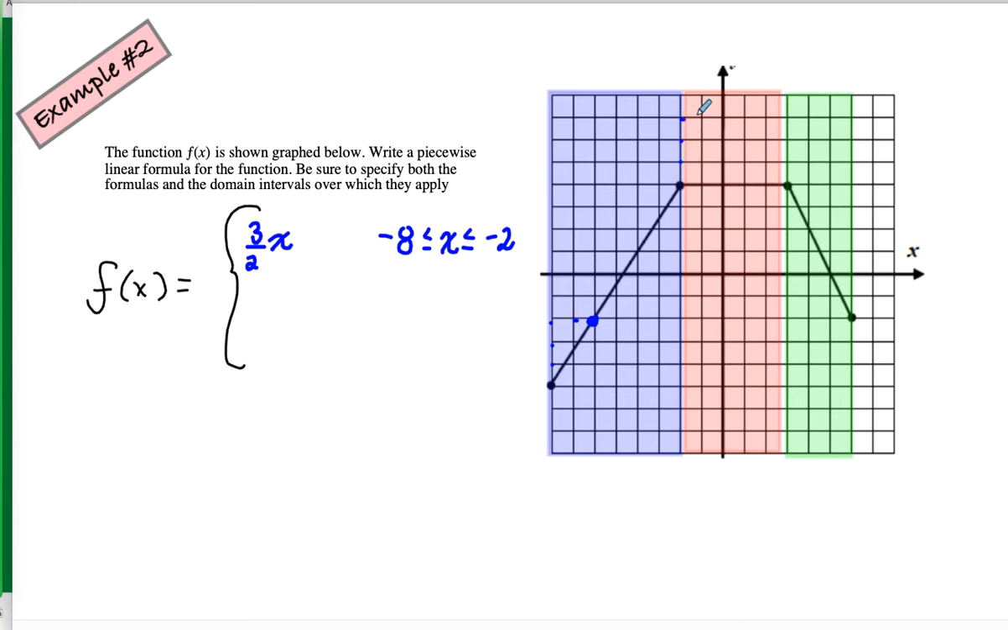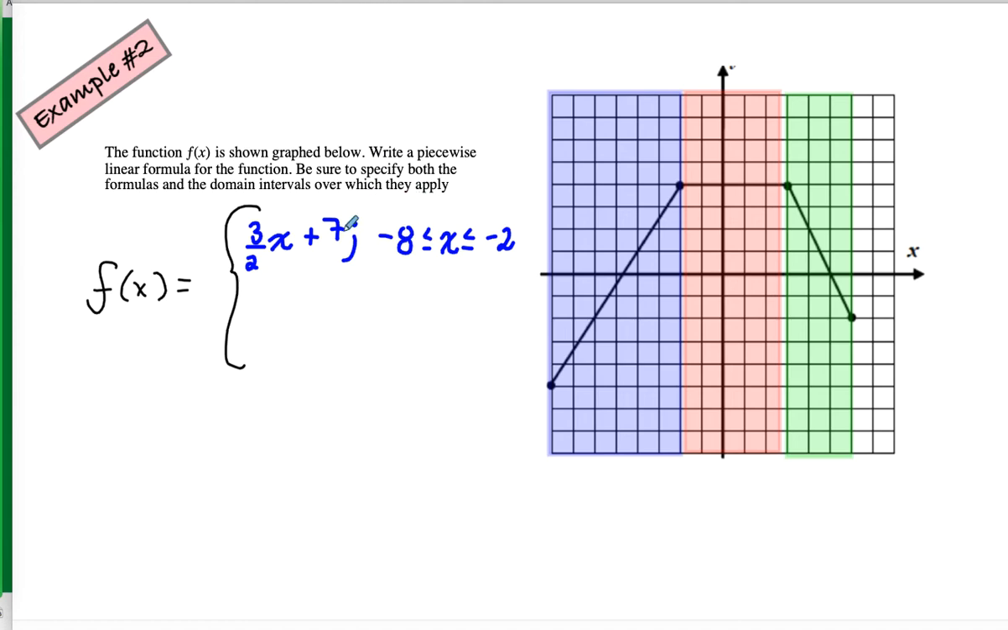1, 2, 3, 1, 2. Yes, if I were to continue that, my y-intercept would be 1, 2, 3, 4, 5, 6, 7. So this is 3/2 x plus 7. And then we put, sometimes, not everybody does this, but we put a little semicolon there. Or is that a colon? That's why I majored in math.